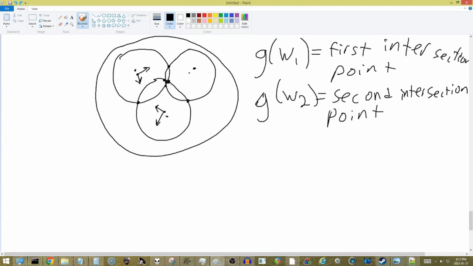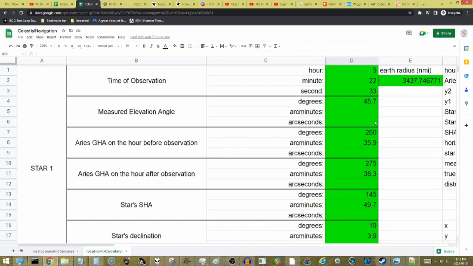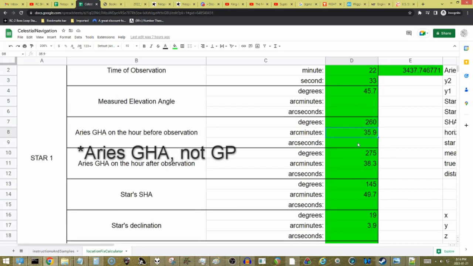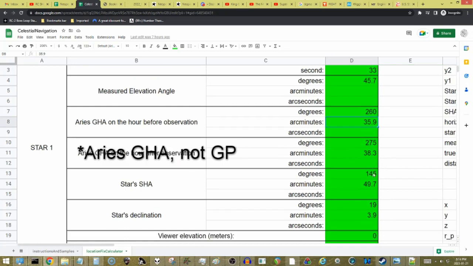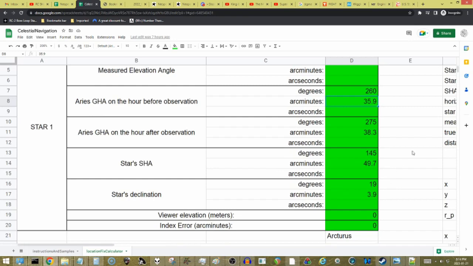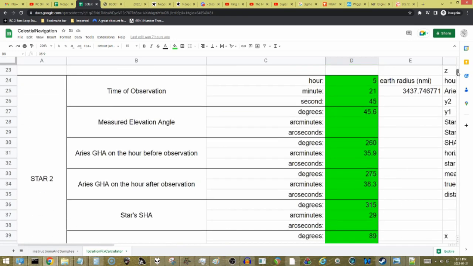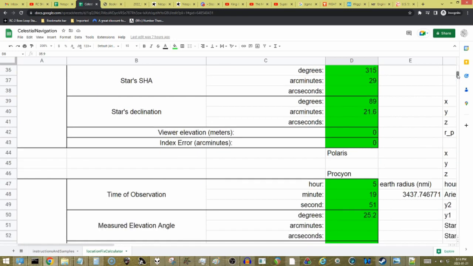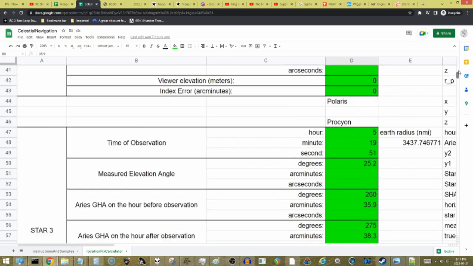And so I made a spreadsheet that will do all this for you. For example here, I've plugged in the values for MCToon's globe challenge for the sextant that he put out almost a year ago. I entered all the data here. Here's the time of the observation for Arcturus, the measured elevation angle, the GP on the hour before the observation and on the hour after, the SHA of Arcturus, the declination of Arcturus. Then I did the same for the second star, which was Polaris, and for the third star, which is Procyon.